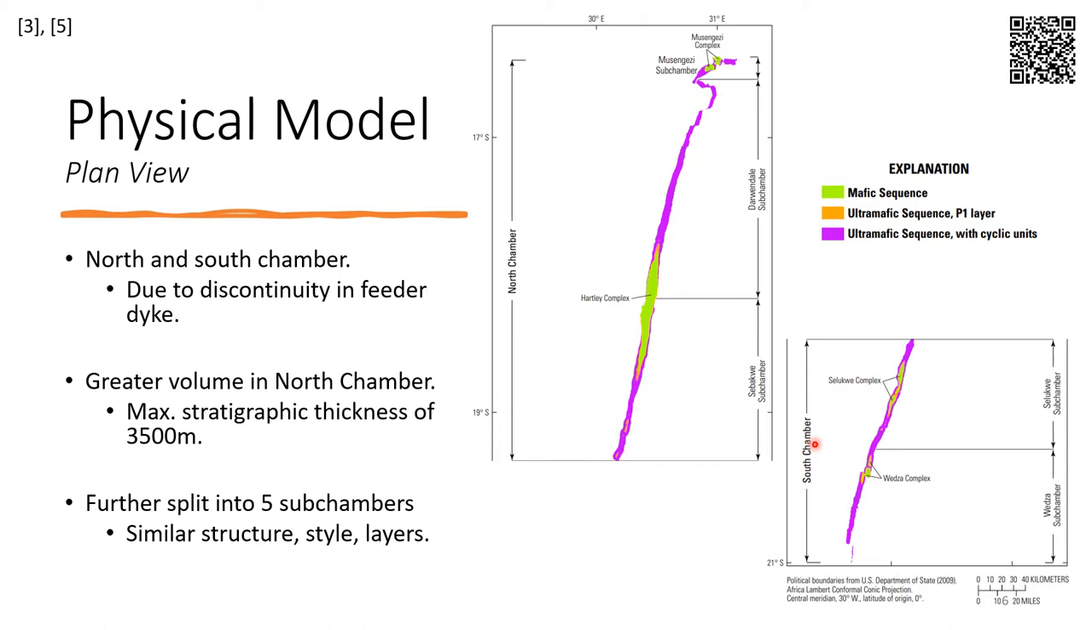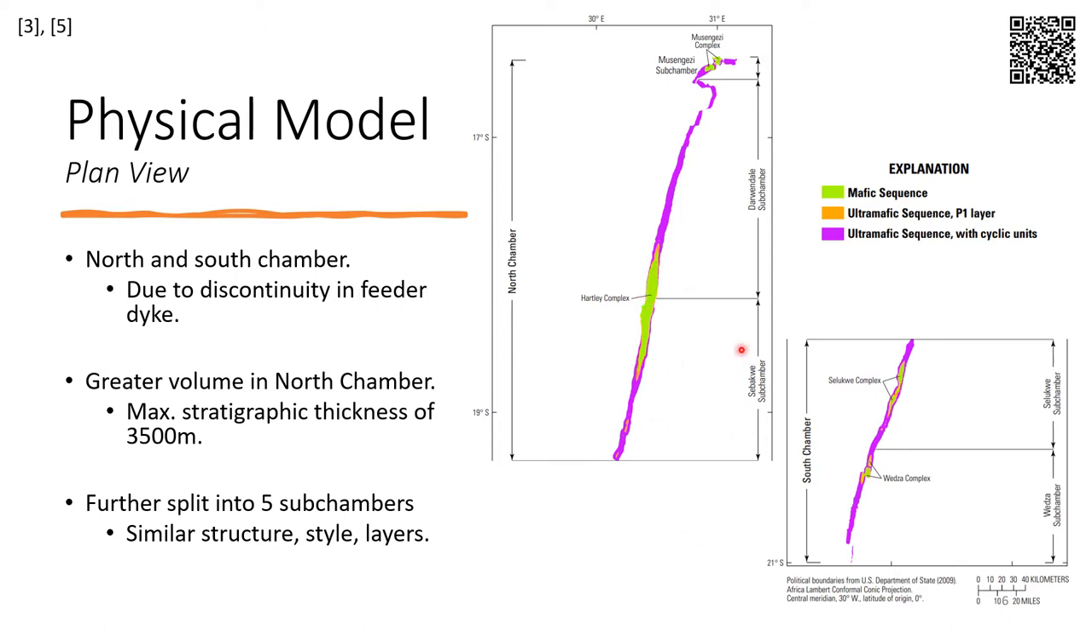A couple other reasons: in the south chamber, the rock units are generally thinner and more cyclic than in the north chamber, and another thing is the north chamber has a much greater volume with a maximum stratigraphic thickness of about 3.5 kilometers. And then we can further divide it into five subchambers on the right here and their associated complexes.